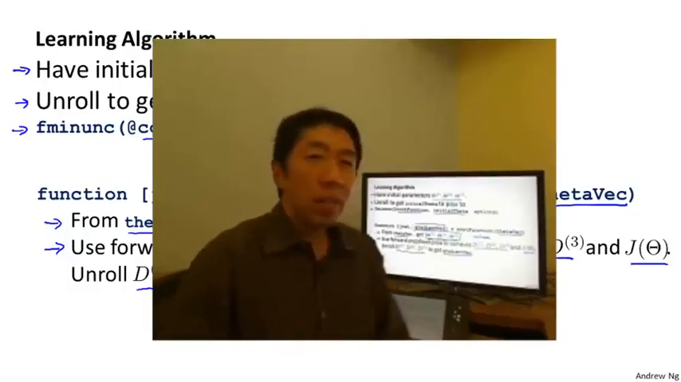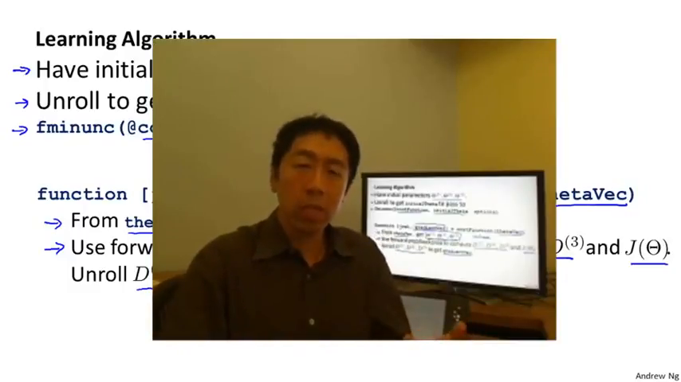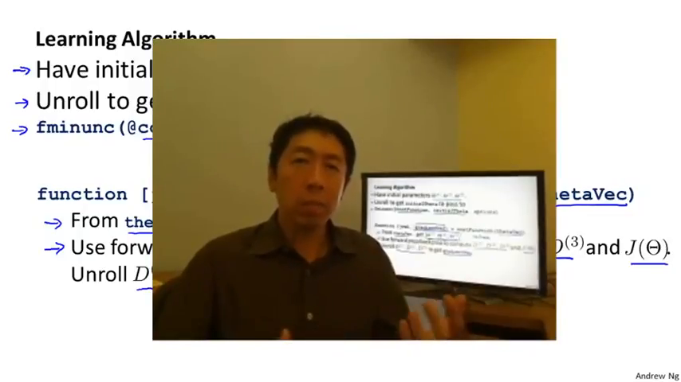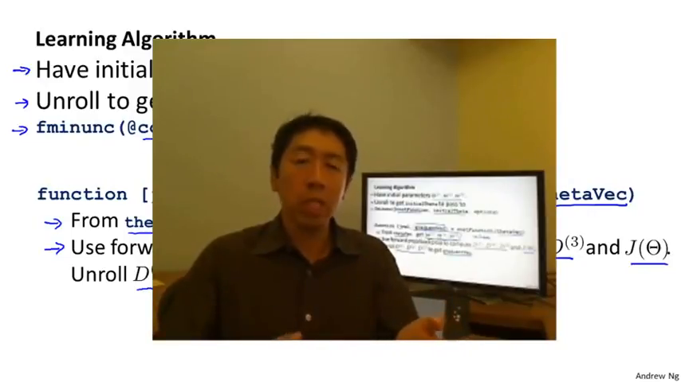So hopefully you now have a good sense of how to convert back and forth between the matrix representation of the parameters versus the vector representation of the parameters. The advantage of the matrix representation is that when your parameters are stored as matrices, it's more convenient when you're doing forward propagation and back propagation, and it's easier to take advantage of the vectorized implementations.